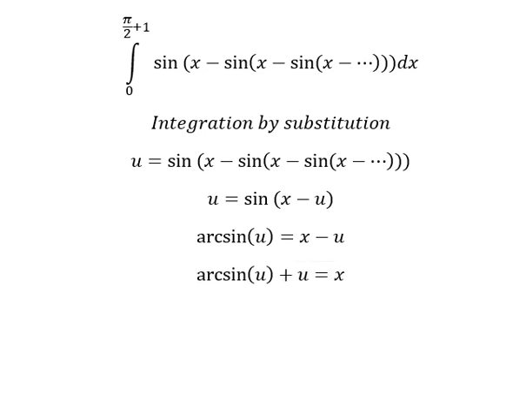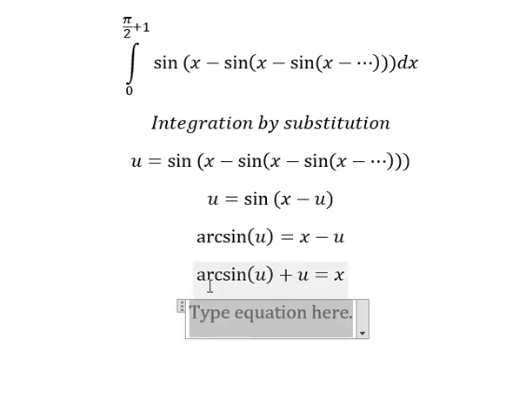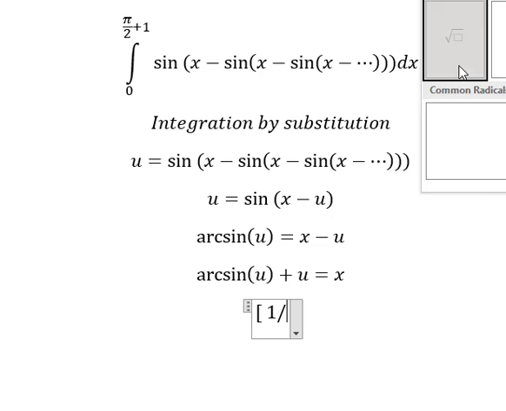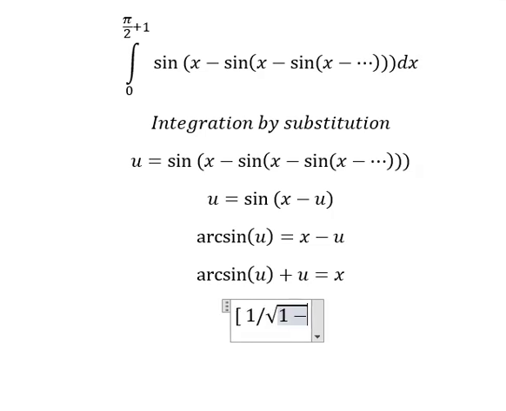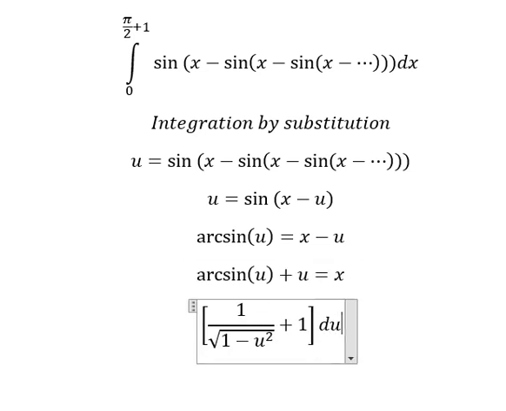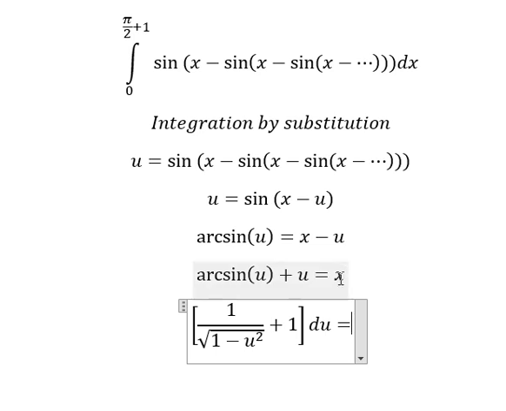Next, we need to do the first derivative for both sides. So this one we have one over the square root of 1 minus u square. This one we have number 1. This one we have ds.